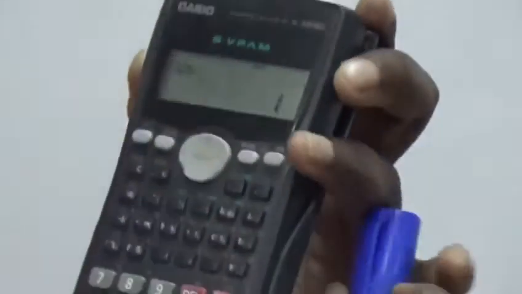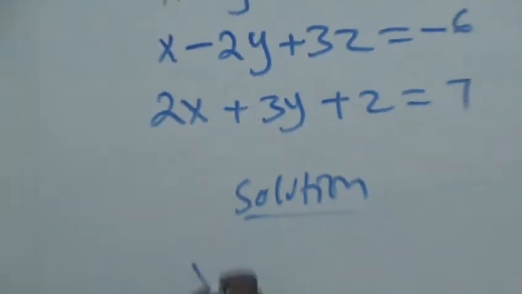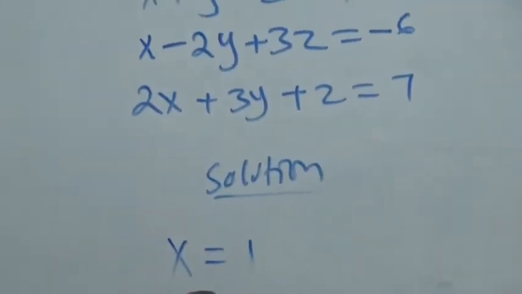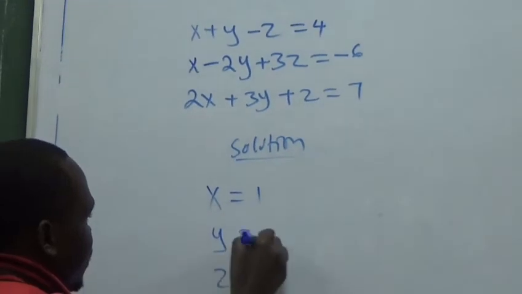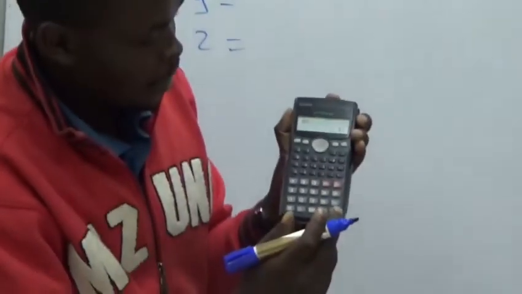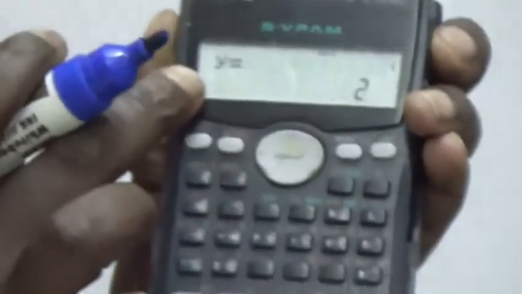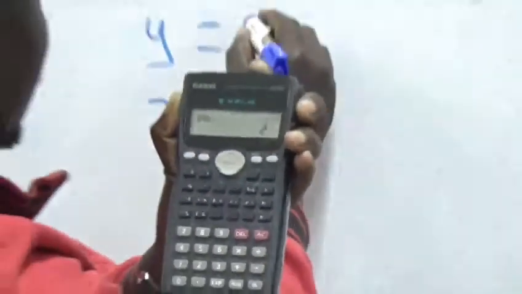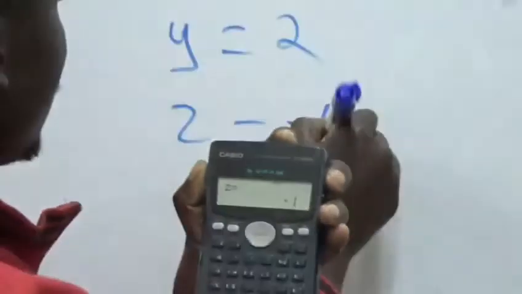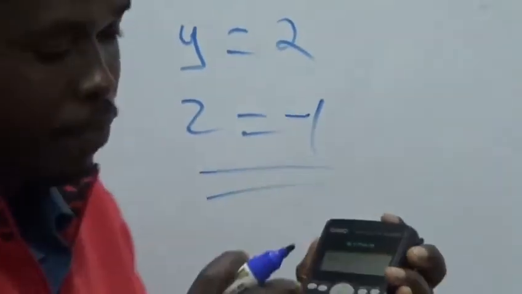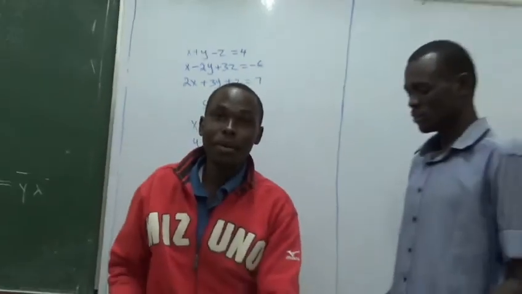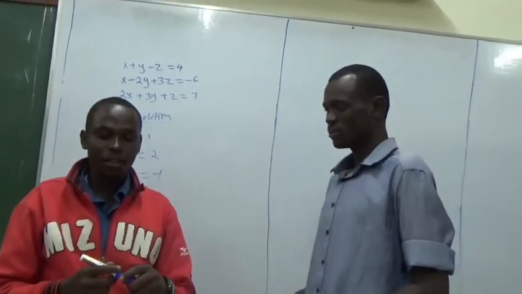Then the first value that I'm going to get is X equal to 1. Then Y: I press the second time. My value of Y is equal to 2. Then the third value is Z equal to negative 1. These are the solutions. This is how we use a calculator to solve this question.